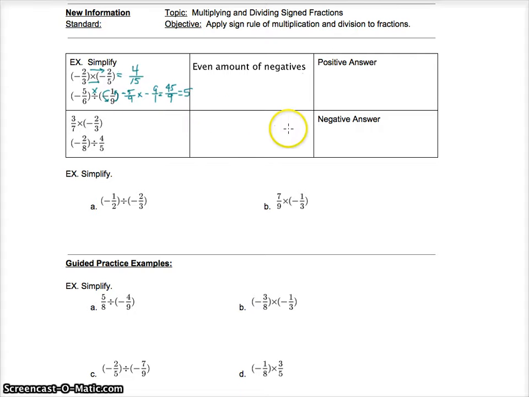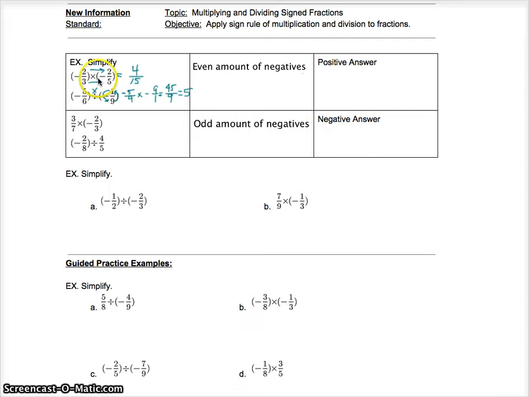So let's look at the next set of examples. I've got 3/7 times negative 2/3, and it claims I'm going to get a negative answer. But why would I get a negative answer instead of a positive answer? Let's check it out. If there are an odd amount of negative numbers being multiplied or divided, we're going to have a negative answer.